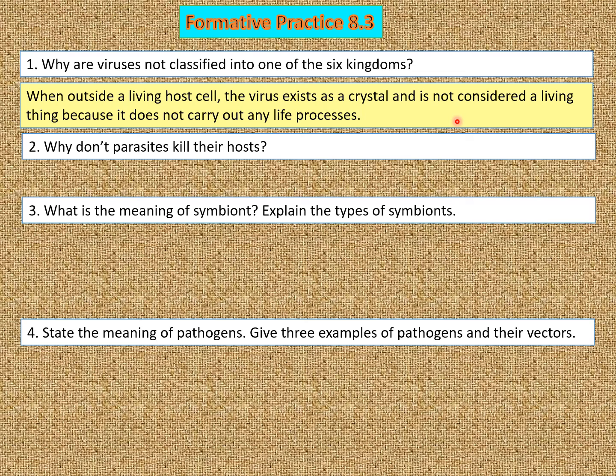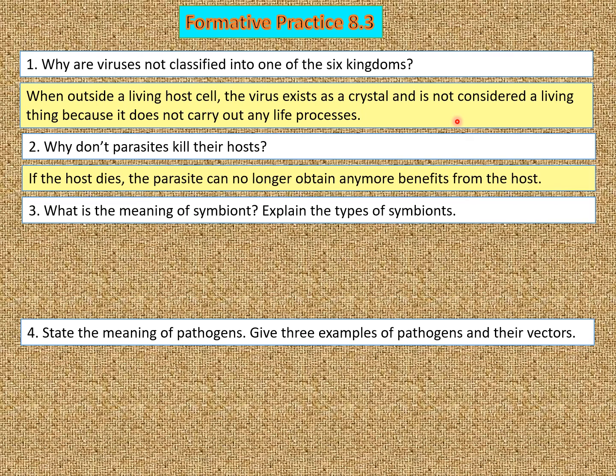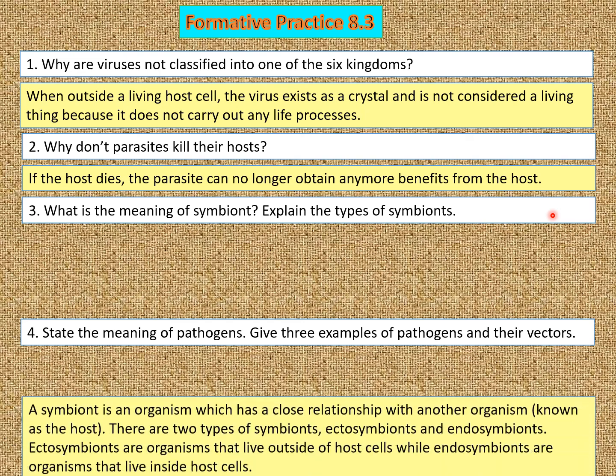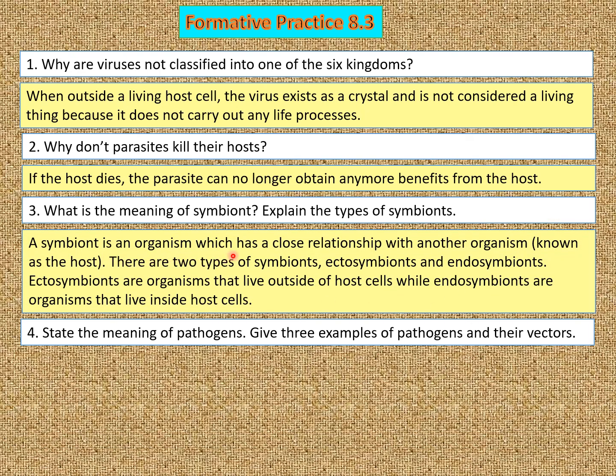Question number 2. Why don't parasites kill their hosts? If the host dies, the parasite can no longer obtain any more benefit from the host. Question number 3. What is the meaning of symbionts? Explain the types of symbionts. A symbiont is an organism which has a close relationship with another organism known as the host. There are 2 types of symbionts, ectosymbionts and endosymbionts. Ectosymbionts are organisms that live outside of the host cells, while endosymbionts are organisms that live inside the host cells.